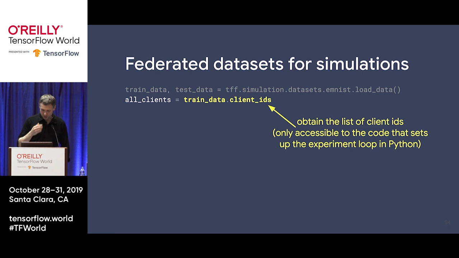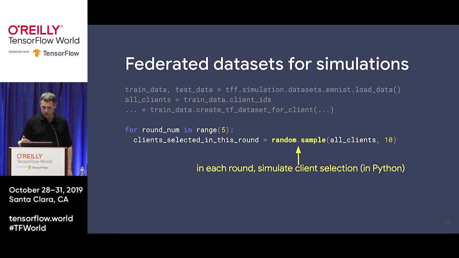Now, I mentioned before, TFF computations don't let you deal with individual clients or the IDs. So this is things like inspecting what clients are in my data set. That's something that you can only do when orchestrating your simulation in Python. You cannot do it in TFF for privacy reasons. So in this case, you can look at the client IDs, for example, so that you can simulate what I discussed previously, the client selection, right? So here you're taking all the client IDs, picking a random sample of them. Those are my clients for this round.